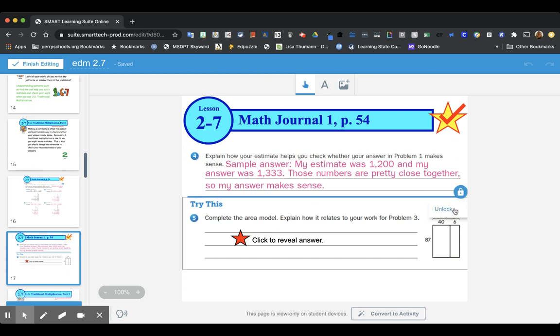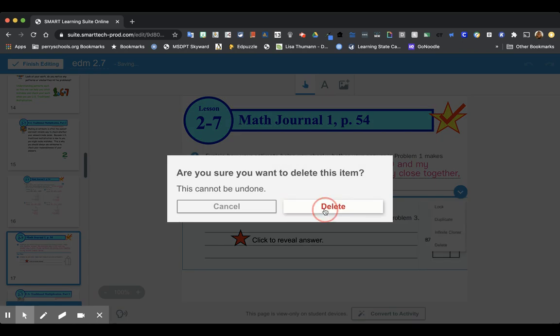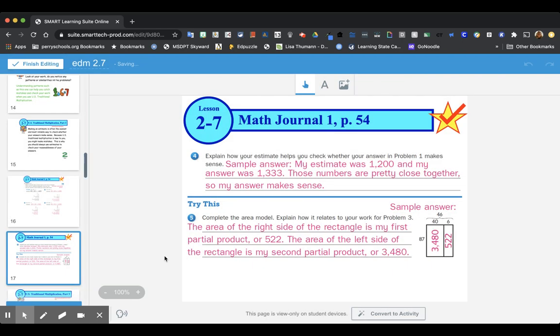And then finally, for problem number 3, the area of the right side of the rectangle is your first partial product, or 522. The area to the left side is the second one, it's 3,480. And then you just add those together. Okay, that's how it relates to your work on this one.